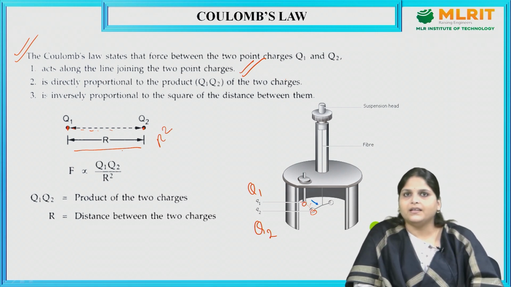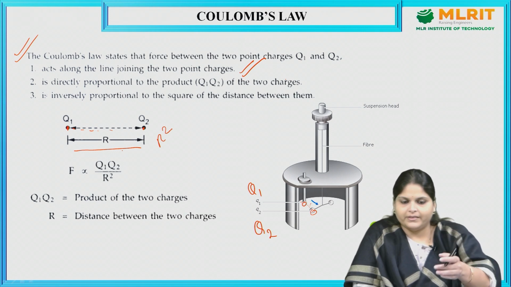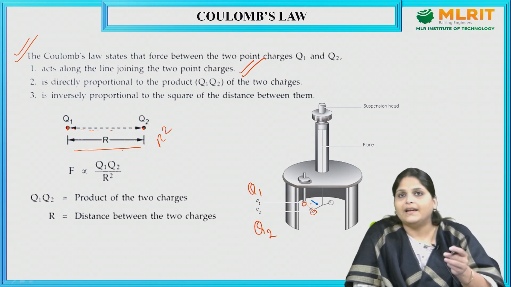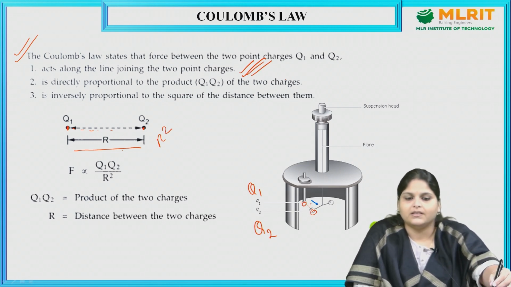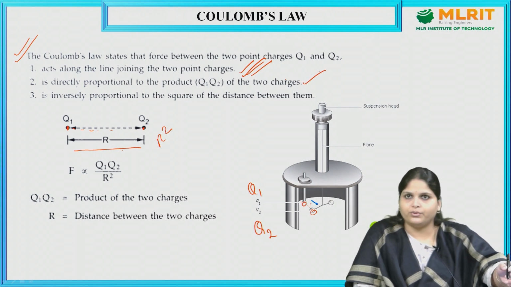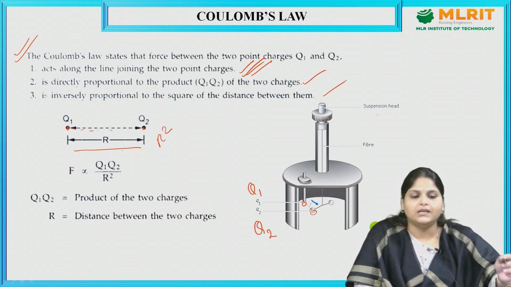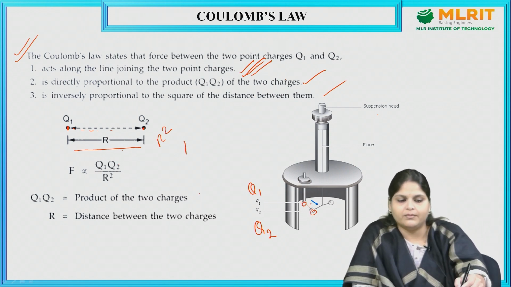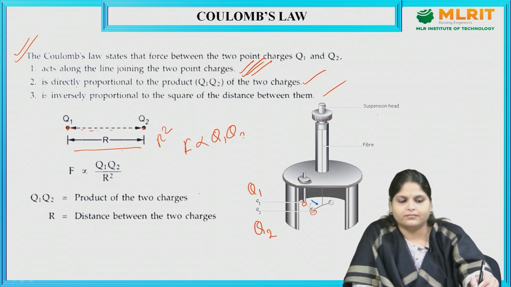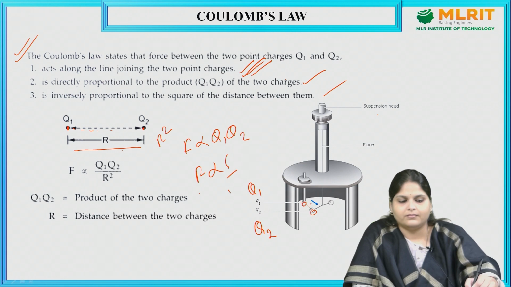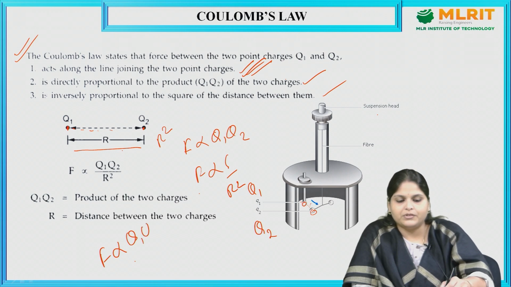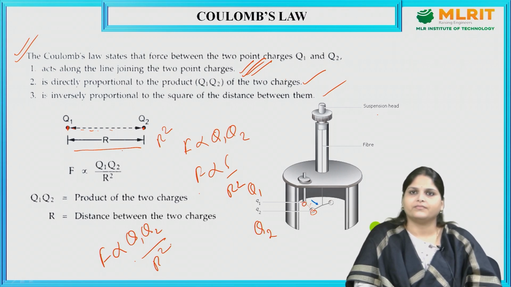So the three points are: when two point charges are at some distance, they experience some force, and the force acts along the line joining the two point charges. It is directly proportional to the product of these two charges, and inversely proportional to the square of the distance between them. When we write that in the form of a formula, it becomes F is directly proportional to Q1 Q2 upon R square.